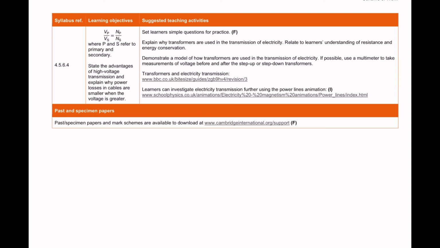State the advantages of high voltage transmission and explain why power losses in cables are smaller when the voltage is greater.